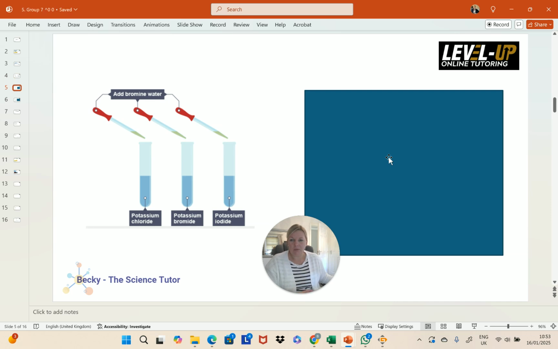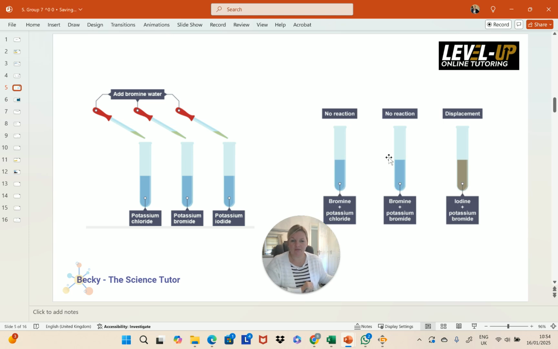Okay, next ones then. So we've got bromine water this time, and we're going to add them into the same three. So if we have a look, in with chlorine, there's no reaction. In with bromine, there's no reaction. Again, it's the same thing. Is bromine more reactive than bromine? Well, no, it's the same thing. So there's going to be no reaction. And bromine with iodine. This has reacted. The iodine has been displaced, so the iodine is now on its own.